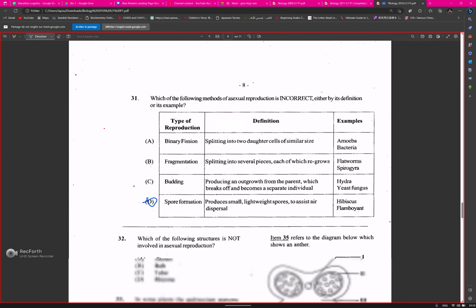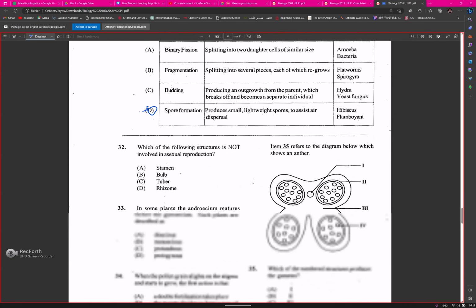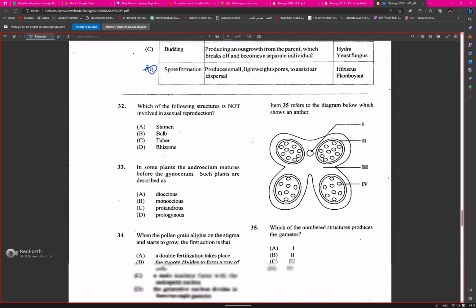Question, guys. Do I have to read through the questions if we know that it's repeated? Alright, so which of the following structures is not involved in asexual reproduction? The stamen, because the stamen is used for sexual reproduction, right? We agree?